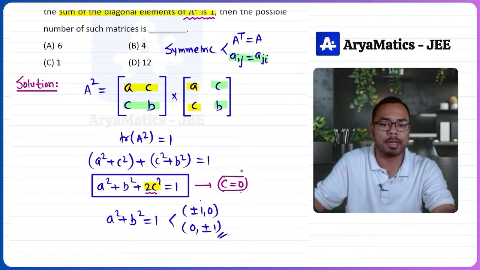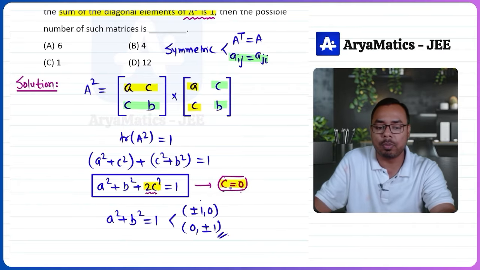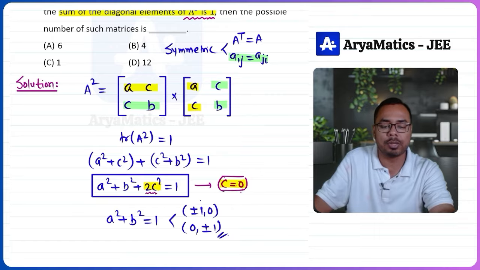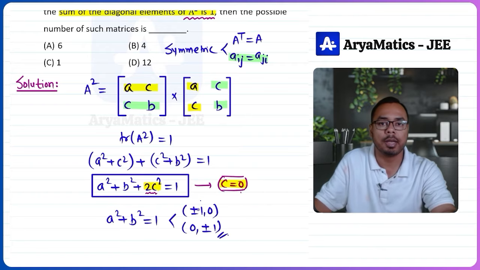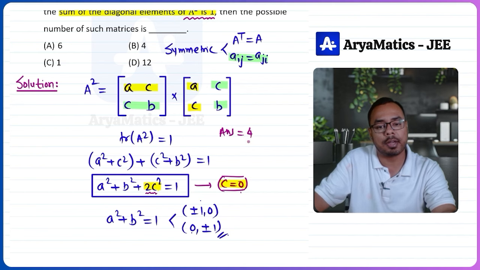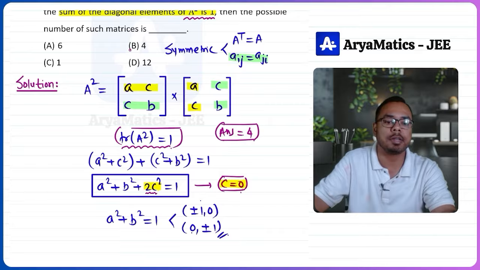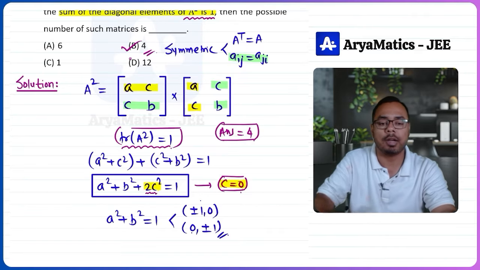So in all of those matrices, the value of C will be 0. There will be two matrices for which C is 0, B is 0, and A is either plus 1 or minus 1. And there will be other two matrices for which A is 0, C is 0, and B is plus 1 or minus 1, right? So clearly you can see that there will be four such 2 cross 2 symmetric matrices with integral entries for which trace of A square will be 1, right? So therefore, the correct answer for this problem must be second option.